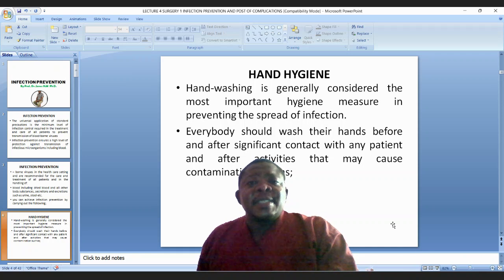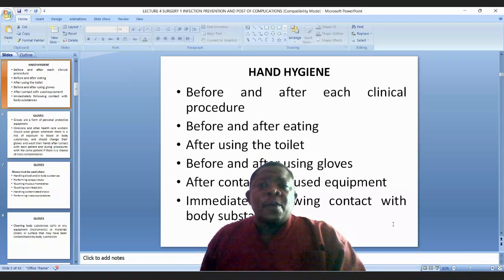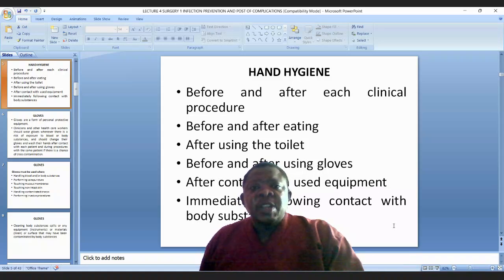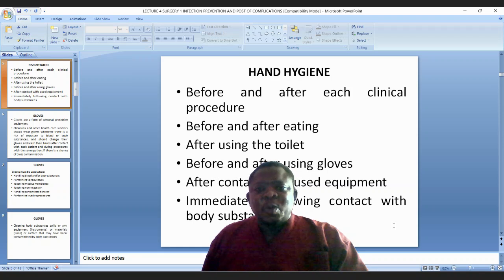And activities that may cause contamination may include, let's say, before and after each clinical procedure. So when health staff are conducting clinical procedures, they are using their hands, coming in contact with the patient, and viruses or bacteria may be introduced on their hands or the surface that has been exposed to the patient. So this can be a source of infection to others. So that is why it is important to hand wash.